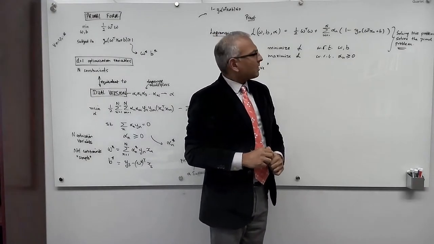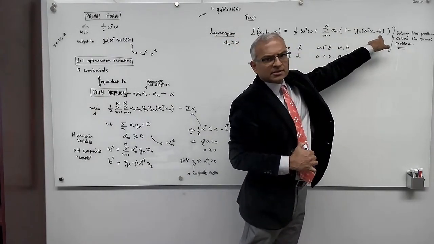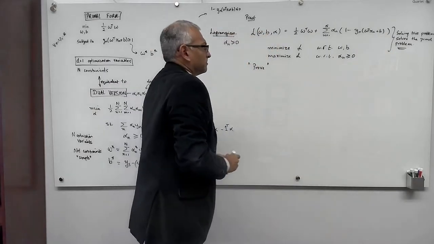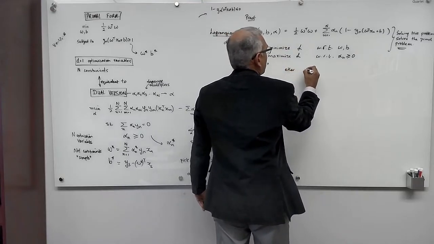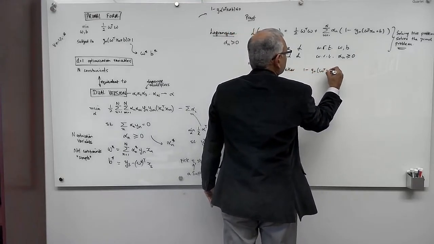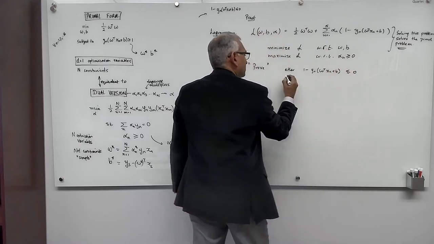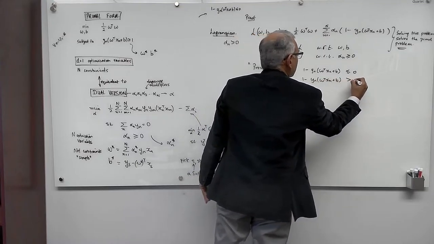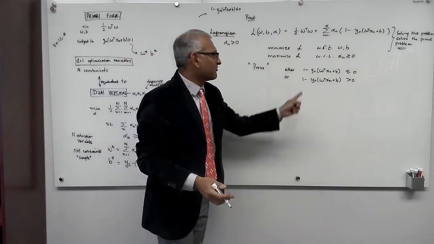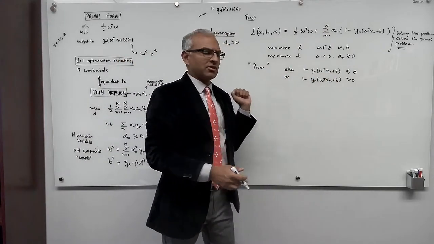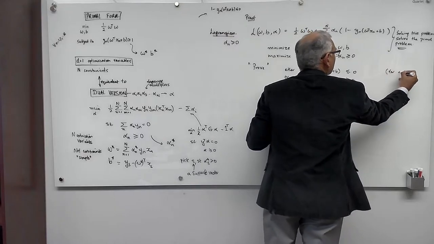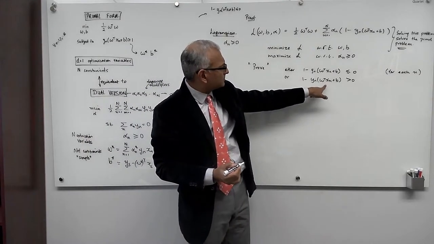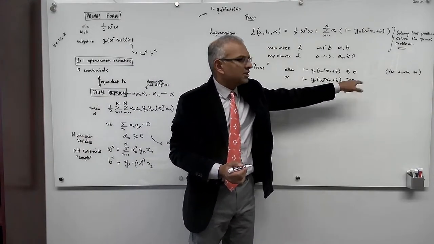So there are two situations. Either this guy is less than or equal to zero, or it's greater than zero. So either 1 minus y_n (w transpose x_n plus b) is less than or equal to zero, or it is greater than zero, when I've solved the problem. You can take every n and ask this question: is it less than or equal to zero or greater than zero? So let's consider the case where 1 minus y_n (w transpose x_n plus b) is greater than 0.